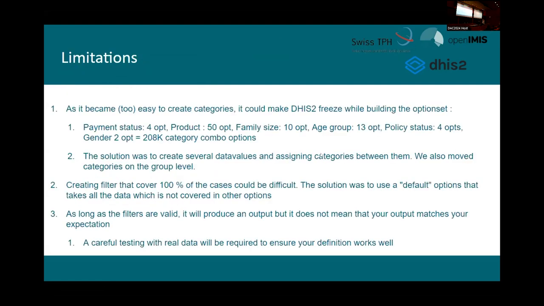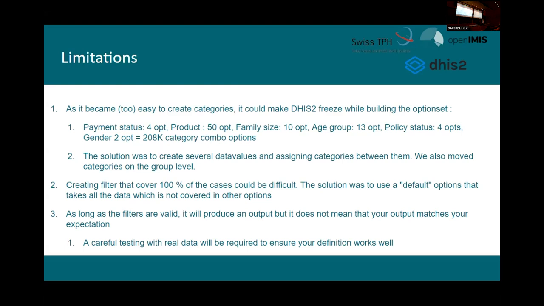Does this have limitations? Yes. The problem here is that because everything is automated, it's very easy to ignore the fact that you may be creating too many options. For example, say you are talking about the payment status with four different options, and then you have 50 different products. If you have the size of the family with 10 different options, the age group with 13 options, policy status with four options, genders and so on.